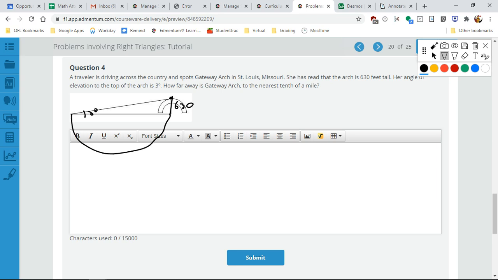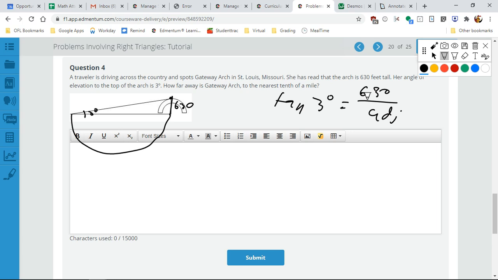So this one is tangent because it's opposite and adjacent. Tangent of 3 degrees equals our opposite, which is 630, over our adjacent, which we have no idea. And oh, they want it to the nearest tenth of a mile. They're mean. If you guys leave this in feet, I don't care.